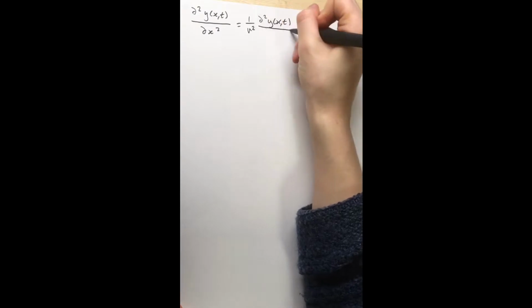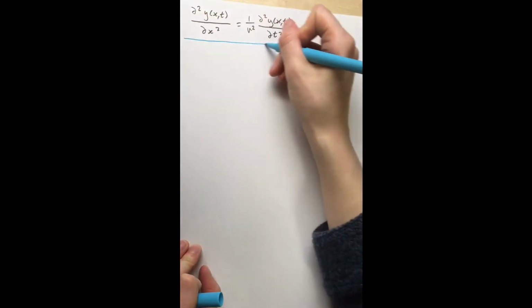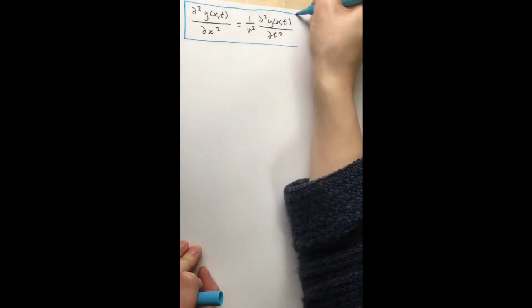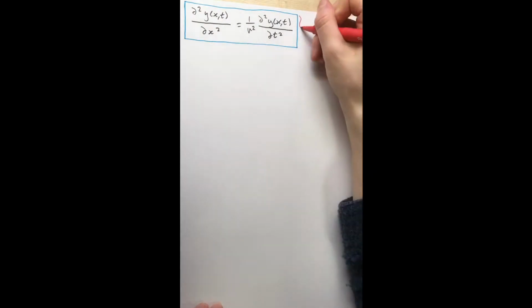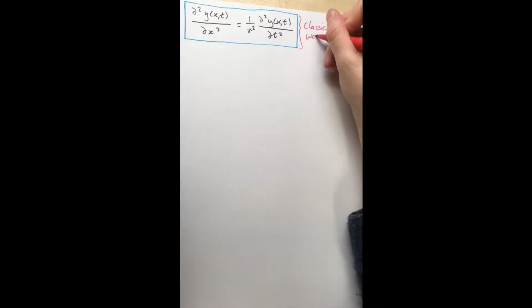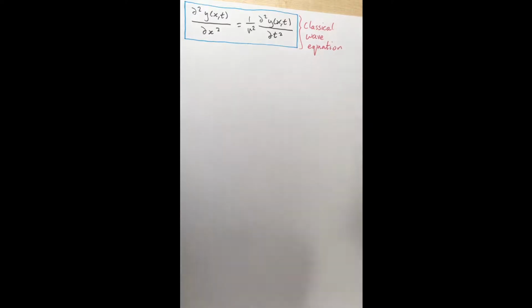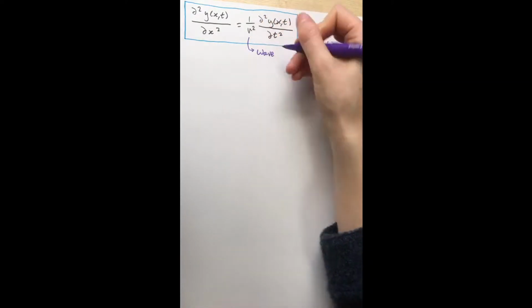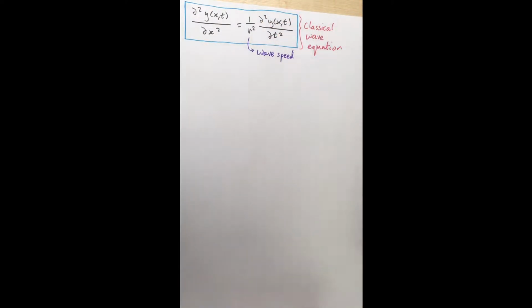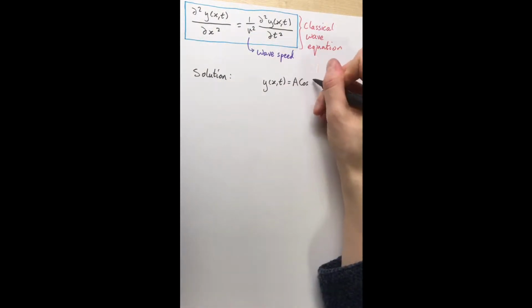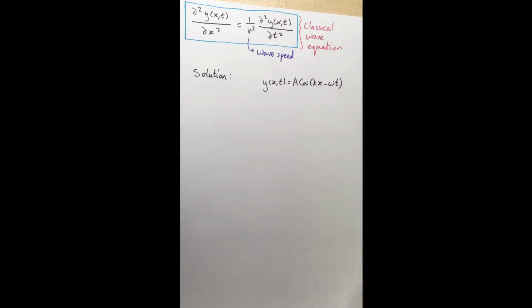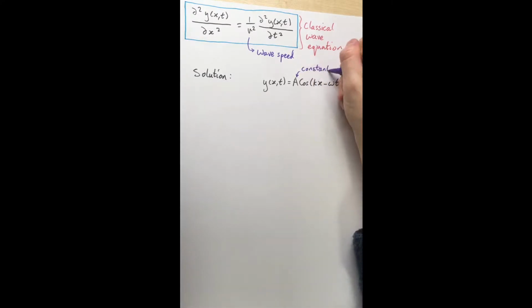We'll begin by writing down the classical wave equation that describes, say, a transverse wave on a string. And we'll remind ourselves of the solution. The displacement, y of x and t, and we note that A is the amplitude of the wave.